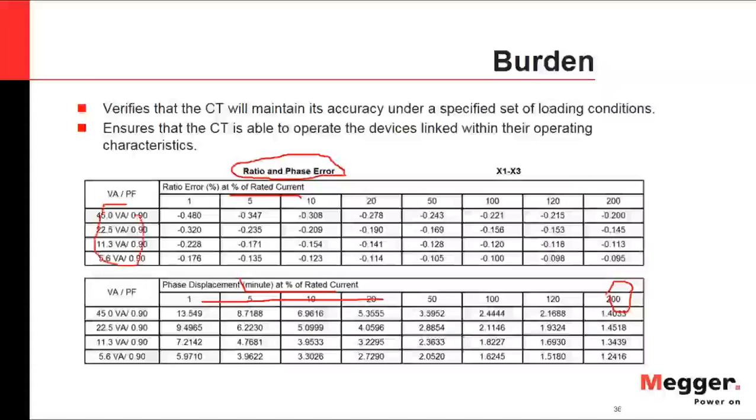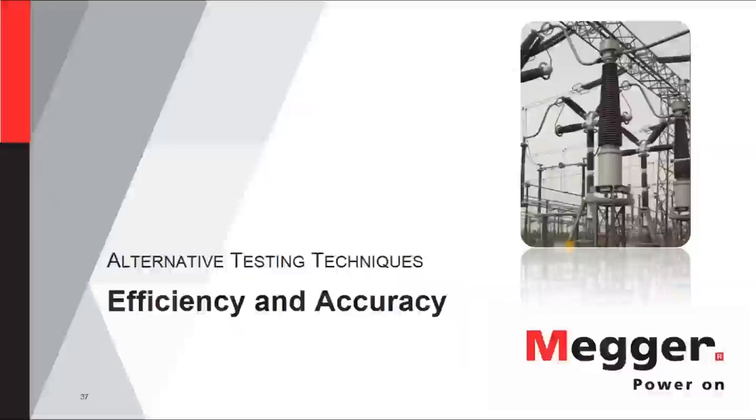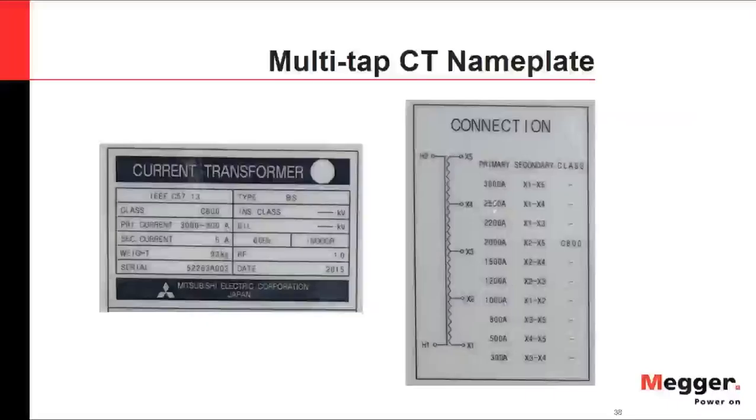So let's talk a little bit about the alternative testing technique. What we have seen so far is what we call routine testing, or what is recommended by the standards. But let's see how we can become more efficient without affecting the accuracy of the system. So if you come to the field, one of the problems that you may face is that not all the CTs have the same configuration, and you may encounter a CT with a similar nameplate to what I am showing you right now on the screen.